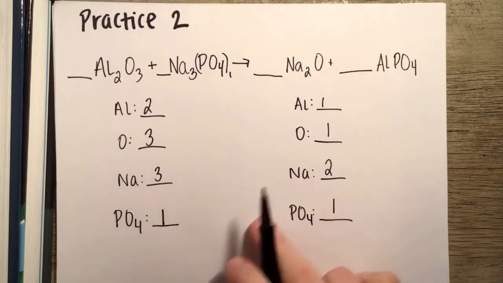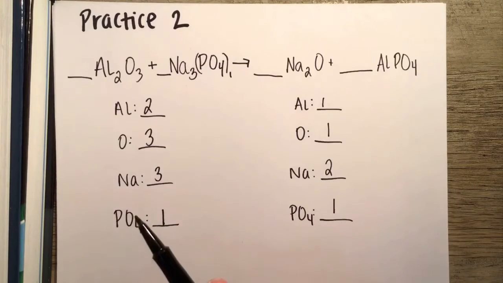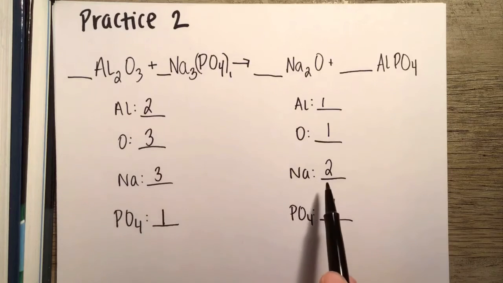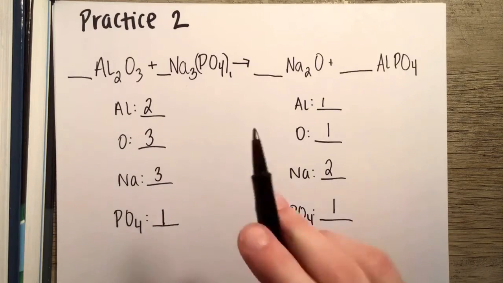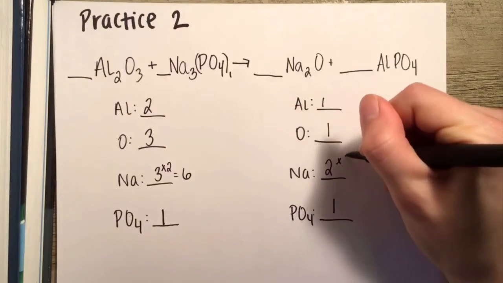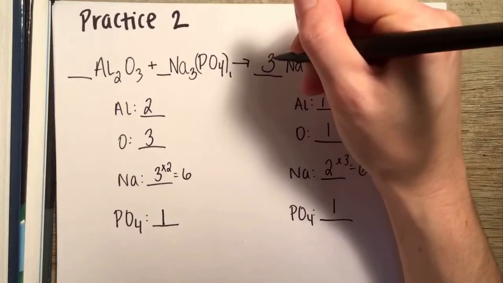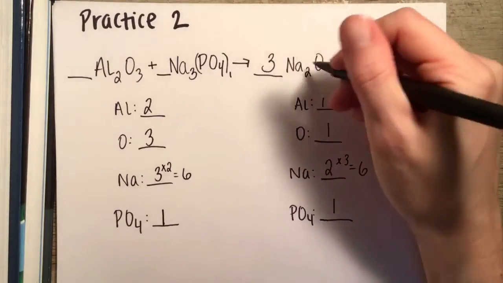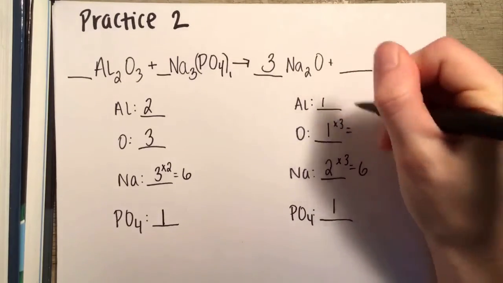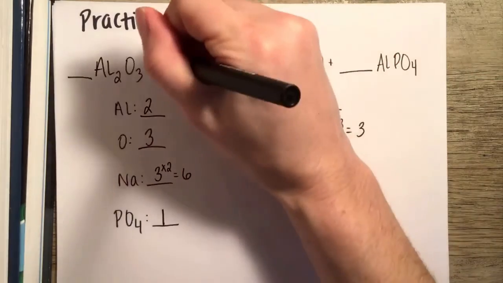Now I need to start my balancing. I'm going to start with the one that looks the hardest to balance. So I see sodium, I see 3 and 2. We think about wanting to find the least common multiple when we see 3 and 2 like that. So 3 times 2 is 6, 2 times 3 is 6. Let me go put my coefficients in. So I'm going to put a 3 in front of Na2O because that's where sodium is found in the product side. That means I'm also multiplying oxygen by 3.